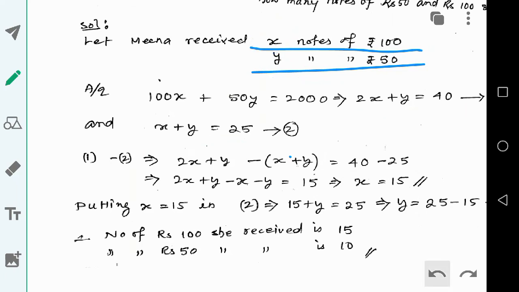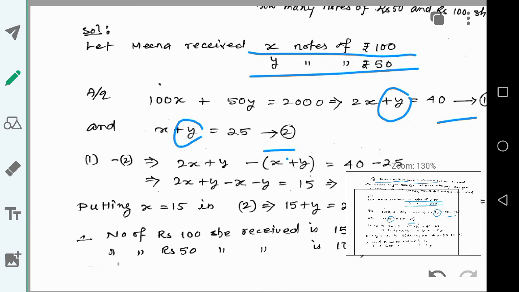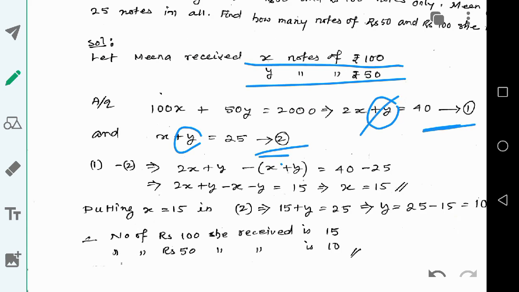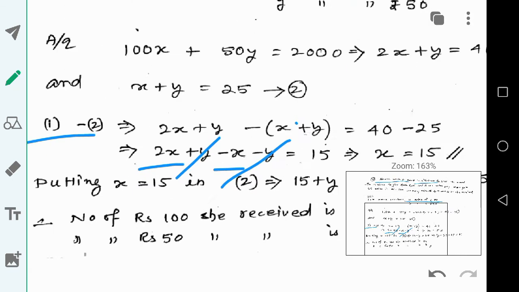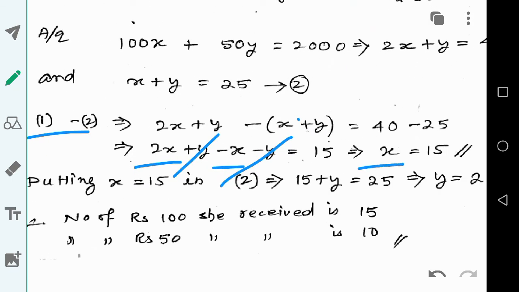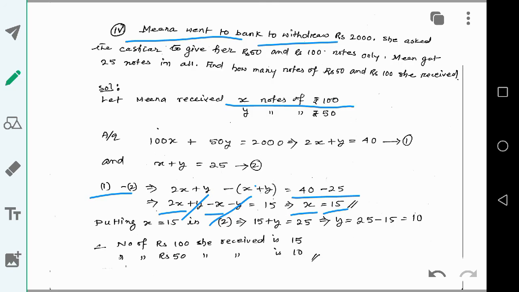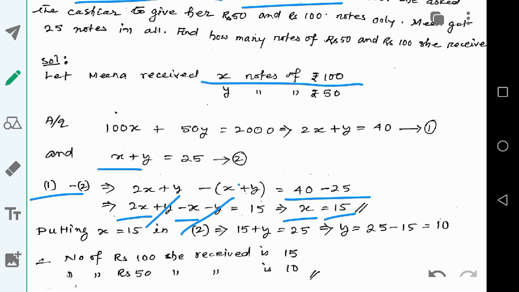Now here you see, this is y and this is also y. If you subtract equation number 1 and 2, then this y will be cancelled, as their coefficients are also equal. So we subtract 2 from 1. Here y cancels, and twice x minus x gives x, then 40 minus 25 is 15. So what to do when you subtract two equations? Left hand side minus left hand side, right hand side minus right hand side.